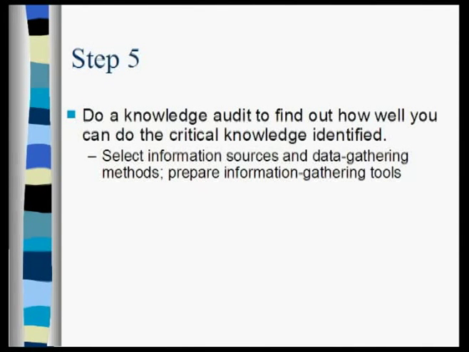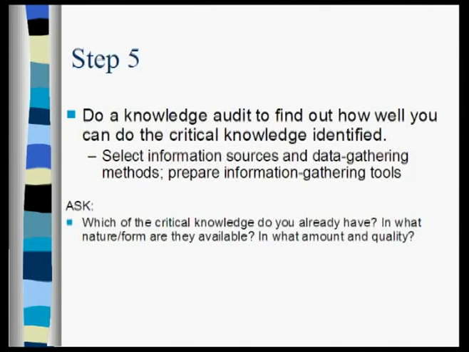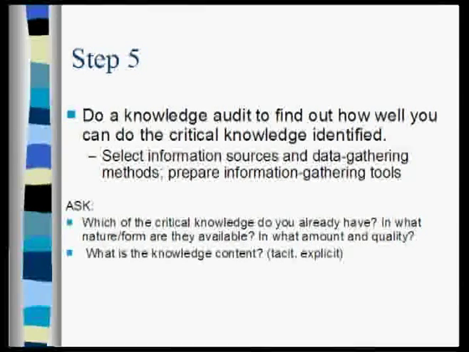So in the 5th step, we will do an actual knowledge audit. You will do this to find out how well you can do the critical knowledge that you have identified. So in order to do this, you need to select information sources and data gathering methods, and you also need to prepare the tools that you will need to gather this information. So you will ask several things. Which of the critical knowledge do you already have? What data, what information do you already have? In what nature or form are they available? In what amount and quality? What is the content of the knowledge?